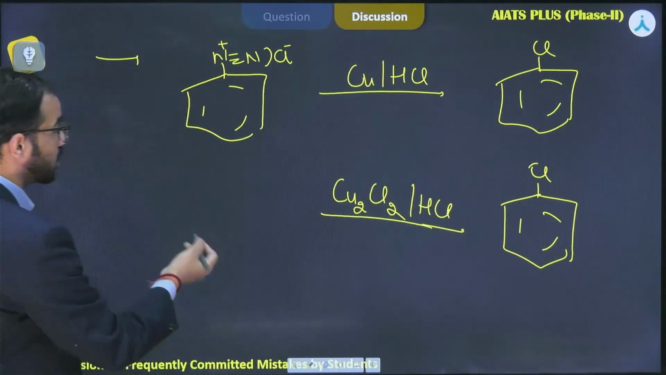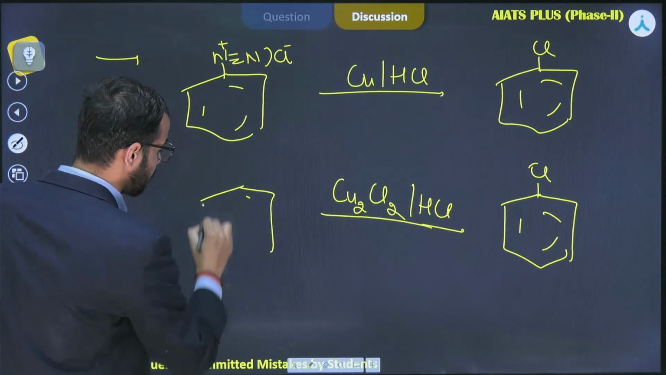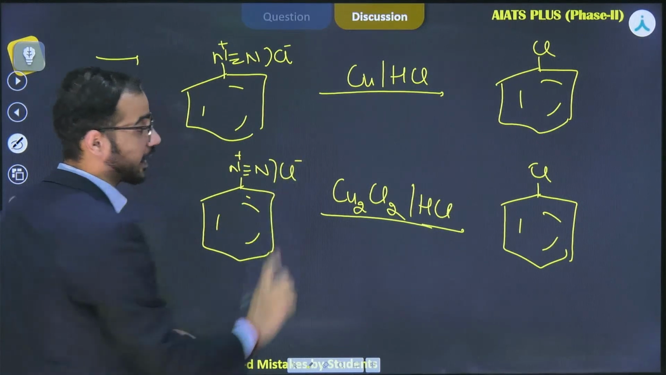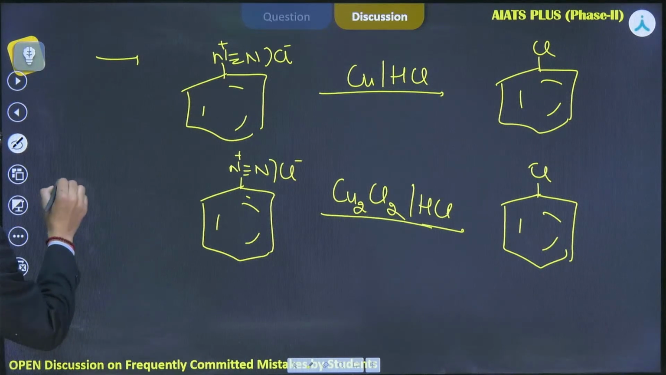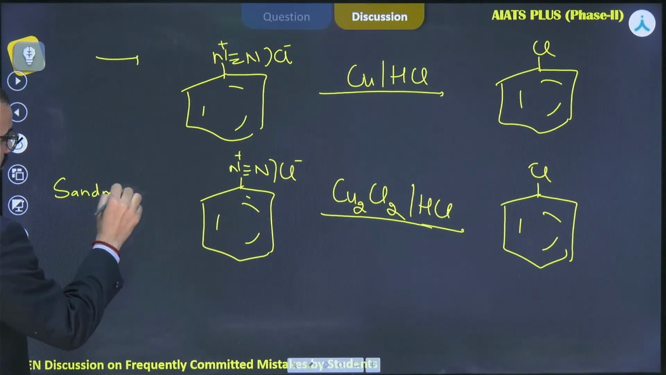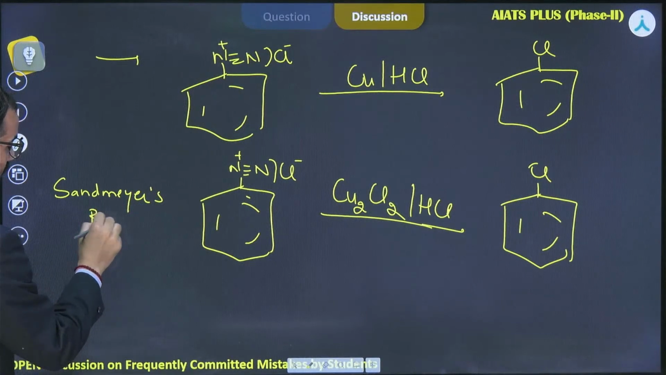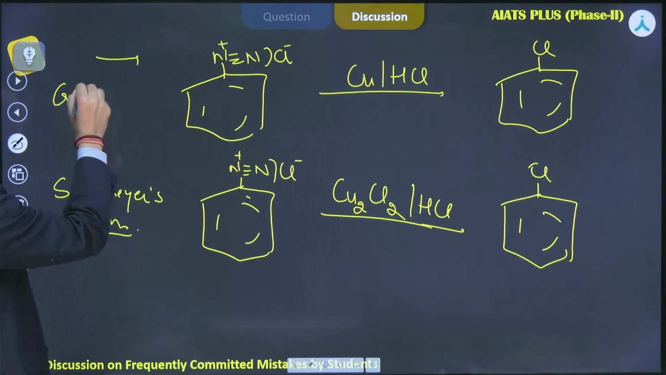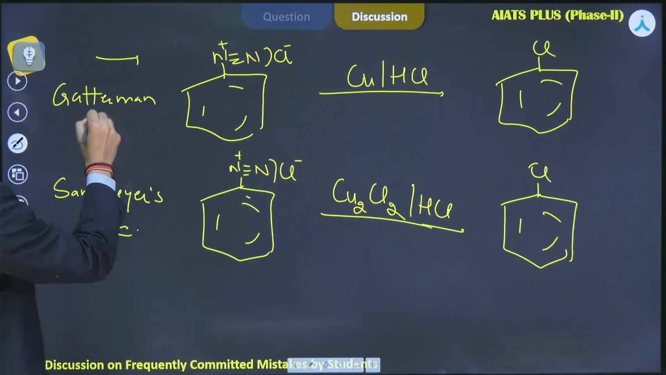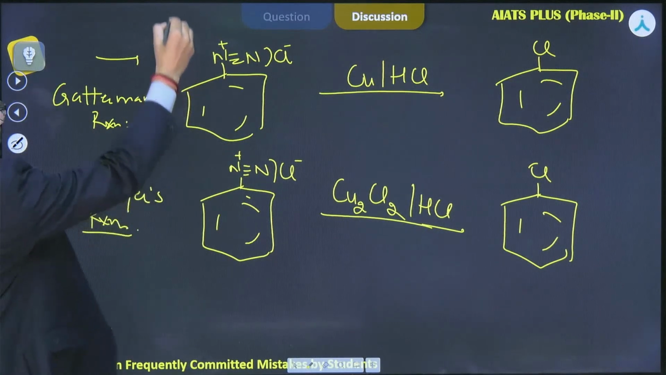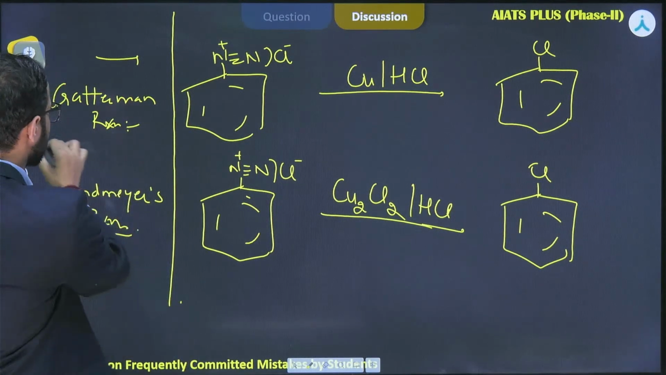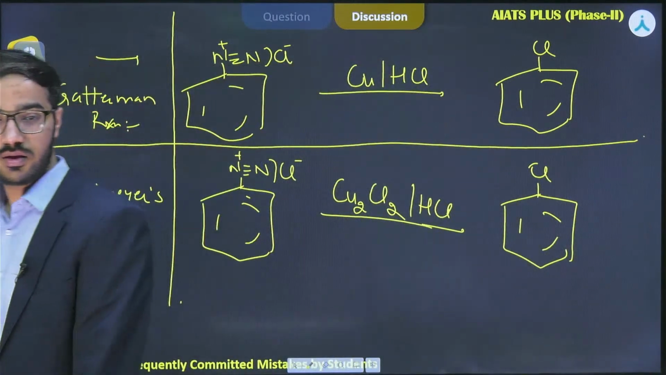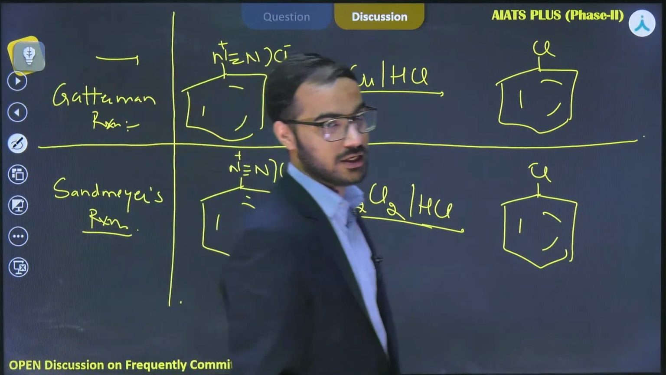What will be the name of this reaction? Now, this reaction, N triple bond N positive, Cl negative, will be known as Sandmeyer's reaction, and this is the Gattermann reaction. Very good. I hope this concept is clear to you all.